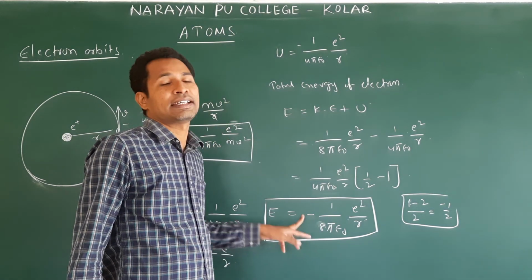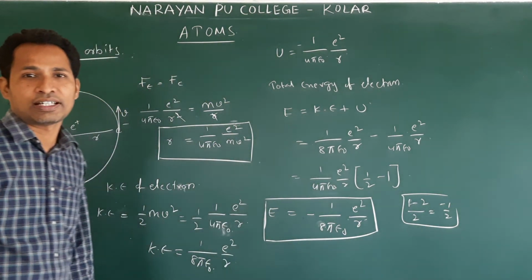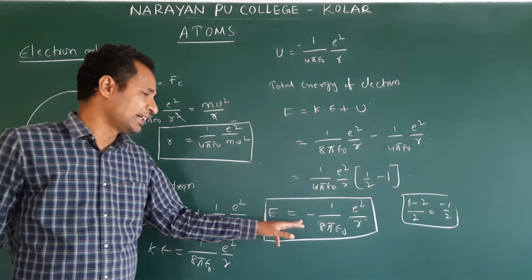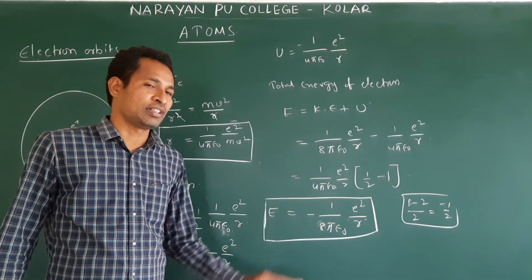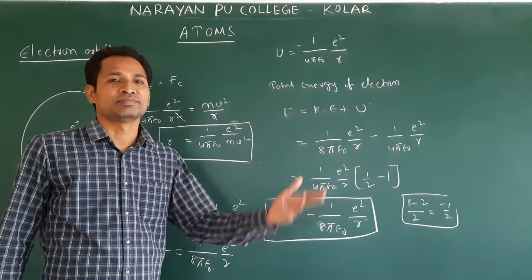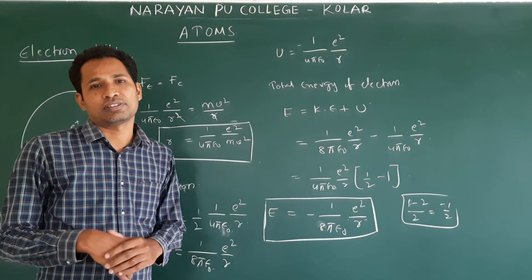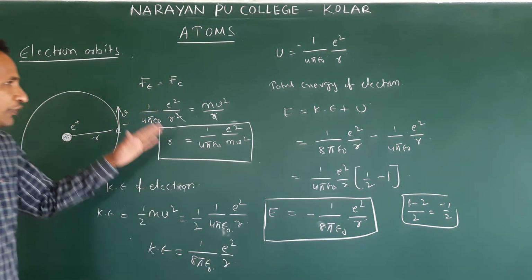Minus indicates the electron is bound to the nucleus. Right? If we get positive, it means the electron will not be bound to the nucleus. It will be free. It can travel anywhere in space. Clear? Understand what we have done?